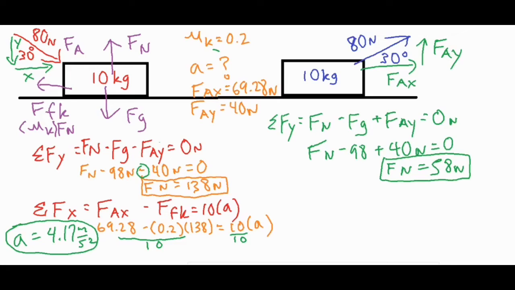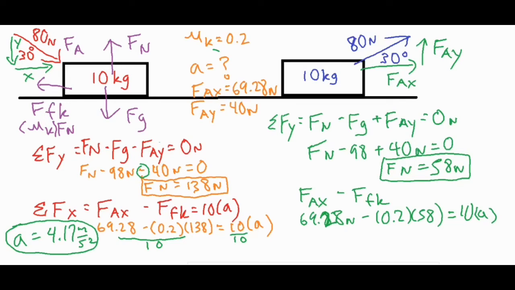We have the Fax still driving the mass and the FFK still counteracting it. So this is still going to be 69.28 newtons, and then minus mu times our new normal force of 58. Okay, so obviously this one is 0.2 times 58 as opposed to 0.2 times 138. So there is much less friction.